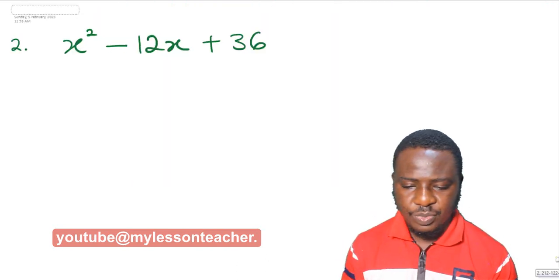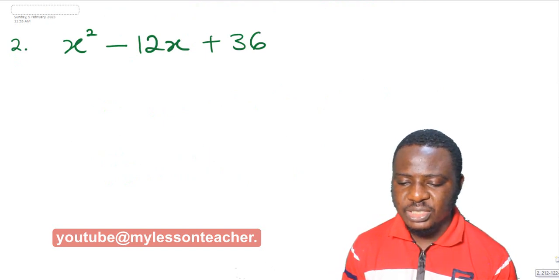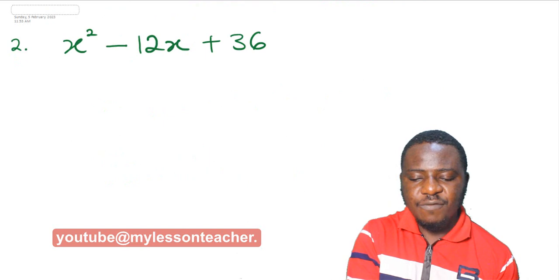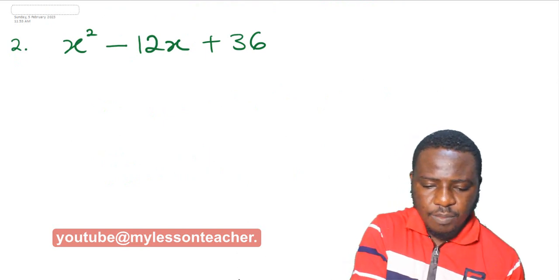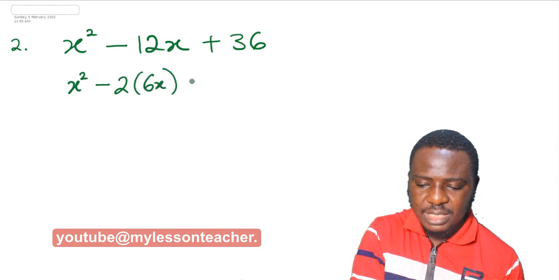Question 2 says x squared minus 12x plus 36. Let's compare if this can be expressed in that form. This is x squared minus, divide the middle coefficient by 2. This gives us 2 into bracket, you'll be left with 6x plus 6 squared.